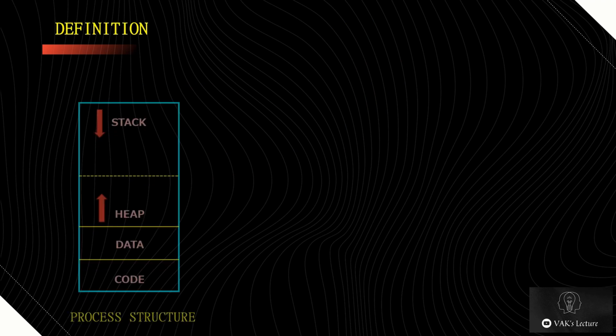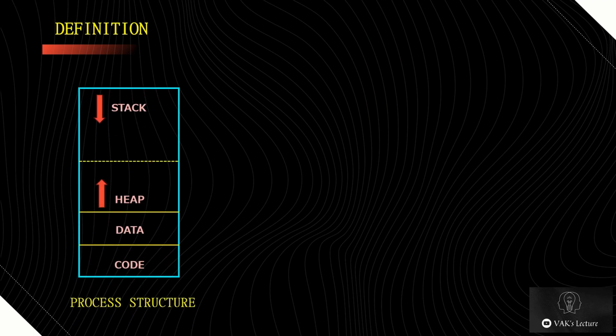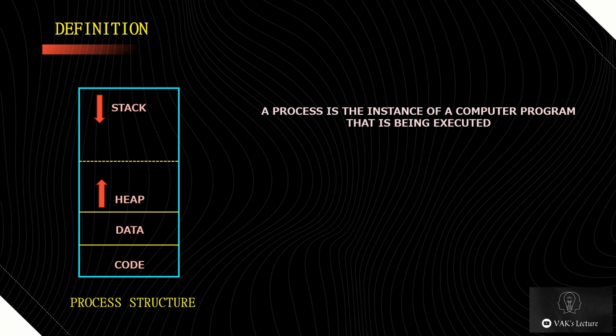Now, let us start with the definition. We can define a process in more than one way. A process is the instance of a computer program. Or we can say that a process is basically a program in execution. Let us try to understand in a simple way.